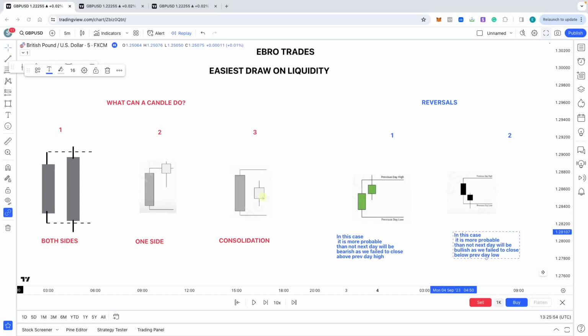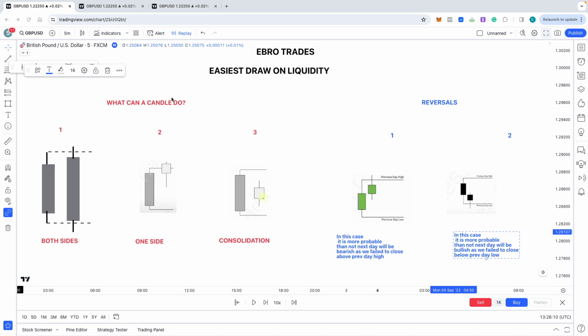Today's video is pretty simple. We'll be covering the easiest draw on liquidity, how to use this to find your buyers for the day. It's going to be a quick video. This is something I've been using pretty heavily in my trading recently, so I thought it'd probably be the most useful video I've made so far.